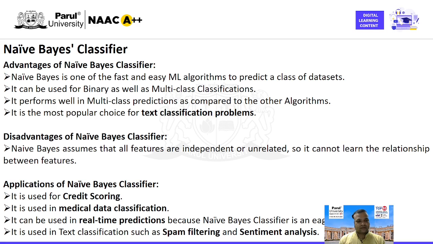There are some disadvantages of the Naive Bayes classifier. Naive Bayes assumes that all features are independent or unrelated. So it cannot learn the relationship between features.